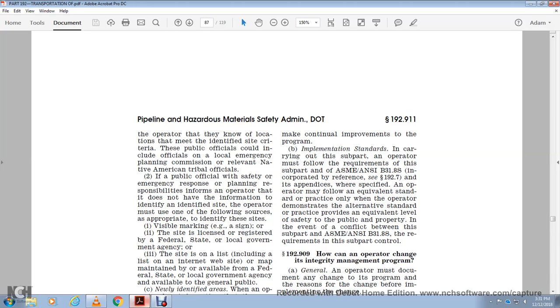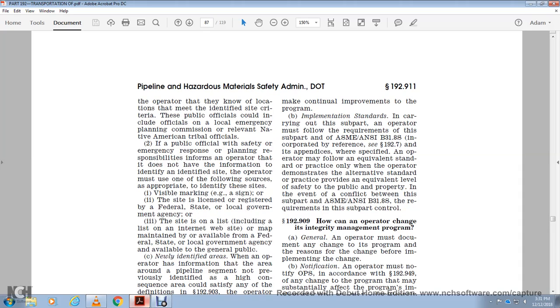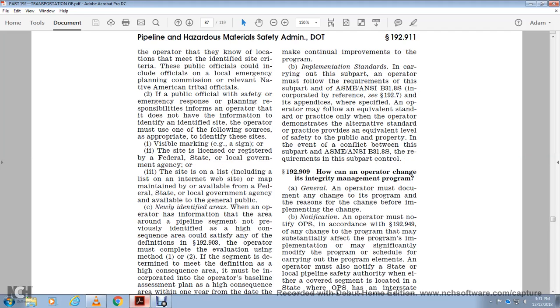the operator must use one of the following sequences, as appropriate, to identify the site: visual marking of the site, license, or registration with a federal, state, or local government agency. The site is then on a list, or on an internet website or map, maintained and available to federal, state, and local government agencies and available to the general public. Newly identified areas: when the operator obtains information about the area around the pipeline segment not previously identified as a high consequence area, the site could satisfy any of the definitions.